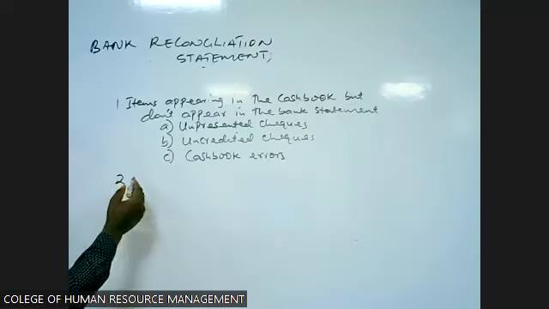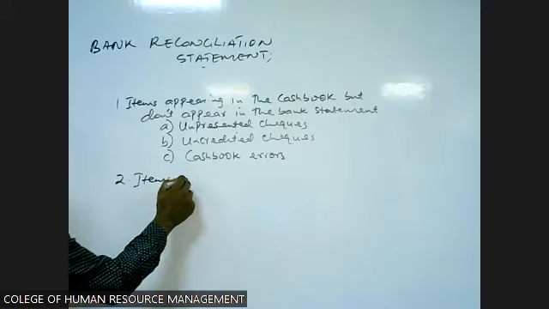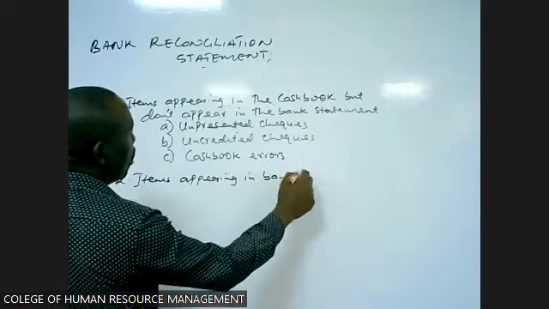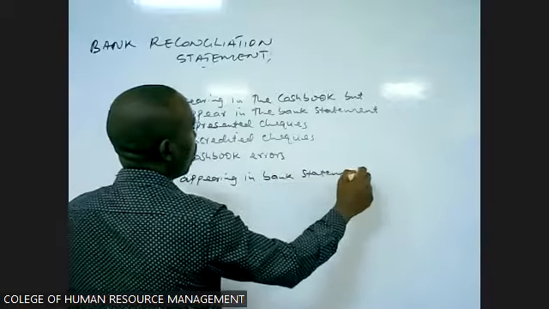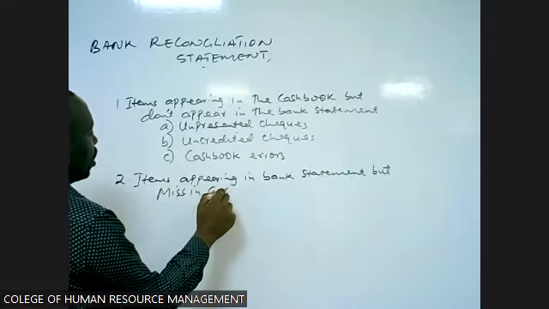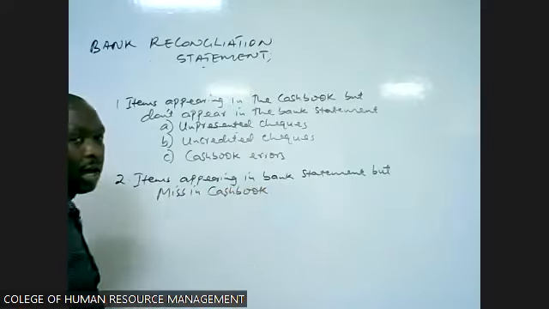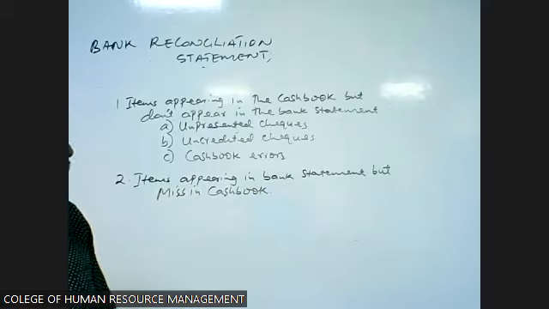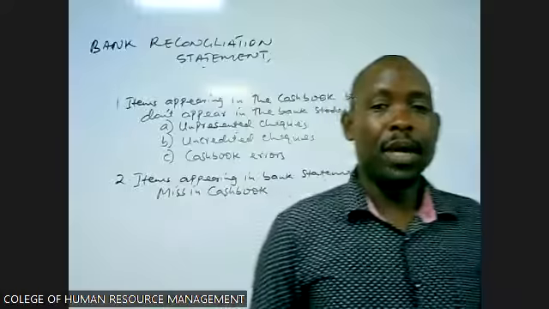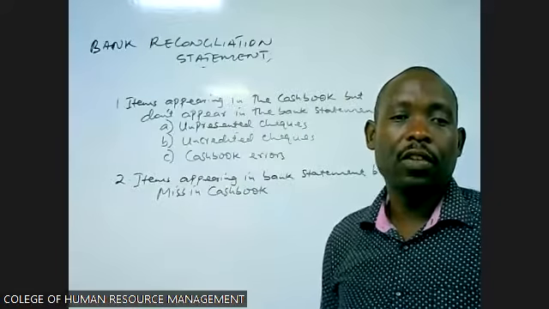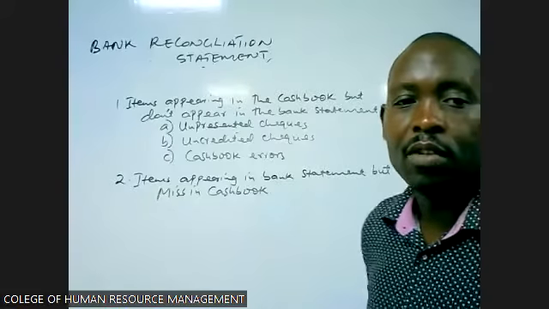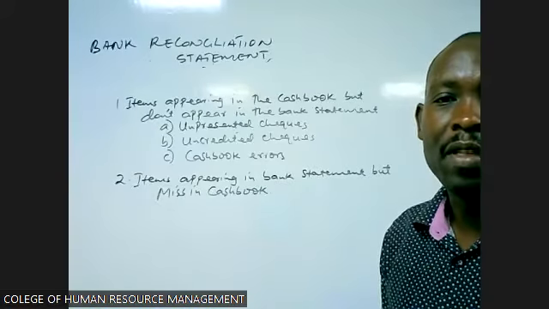Number 2, items appearing in the bank statement, but missing in the cash book. Items appearing in the bank statement, but missing in the cash book. Meaning, the transactions that have occurred in our bank account, but we are not aware of. The business accountant is not aware that they have actually occurred in the bank.